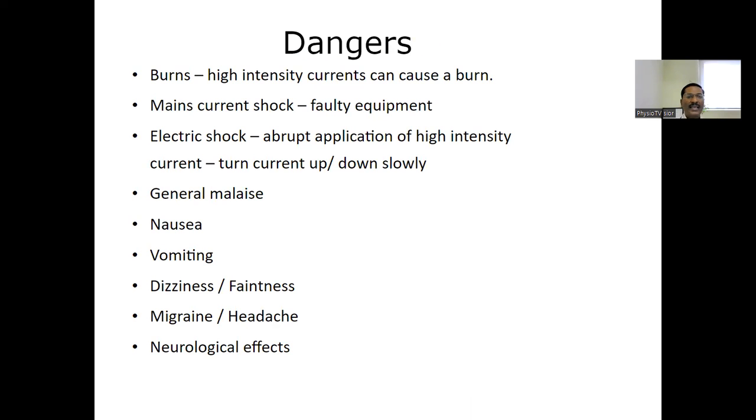Now, like any other modality, we have a few dangers associated with interferential currents. The first one is that if you apply an unusually high intensity of current, it can produce burns. Since the skin offers less resistance to the interferential current, there is always a risk of burn. Faulty equipment can produce a shock like any other equipment, and a high intensity current shock can be dangerous. So we need to increase and decrease the intensity very slowly.